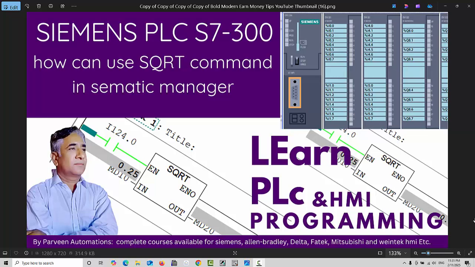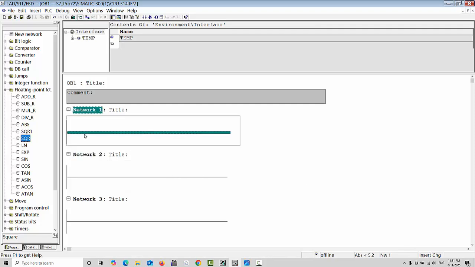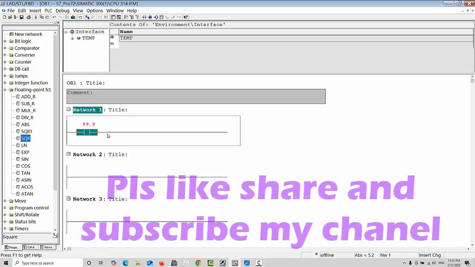In this video, I will explain how we can use the SQR (square) and SQRT (square root) commands in Simatic Manager for the Siemens PLC S7-300. So let's get started. I will open my Simatic Manager software and here we will take one input address for execution of our command.